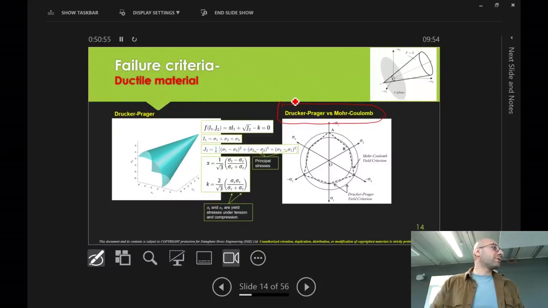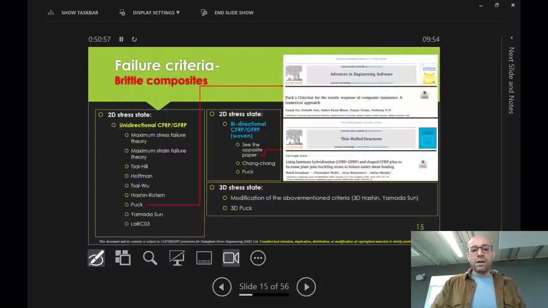It doesn't apply to composites. It's just for aluminium and metallic materials. So that's where the fun starts here. All of that was introduction so far.